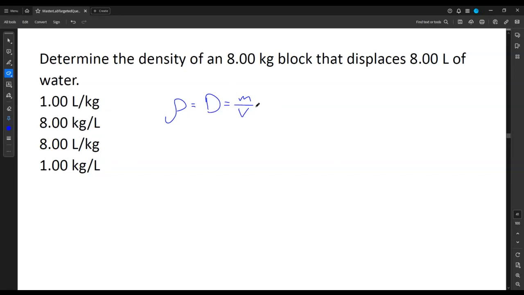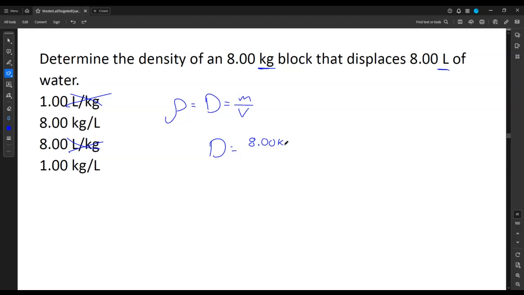So mass divided by volume means that we end up with kilograms divided by liters. So if you look, it's not possible for this one or this one to be the answer. From that, really, you should be able to narrow down and see which one you think is correct, but let's show the work anyway. So for the mass, we've got 8.00 kilograms.